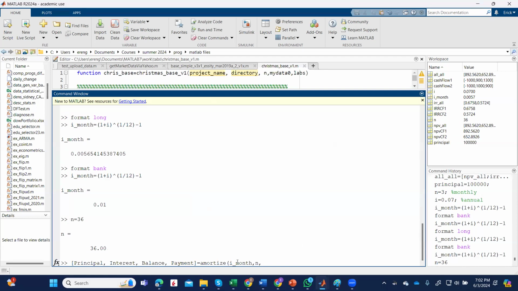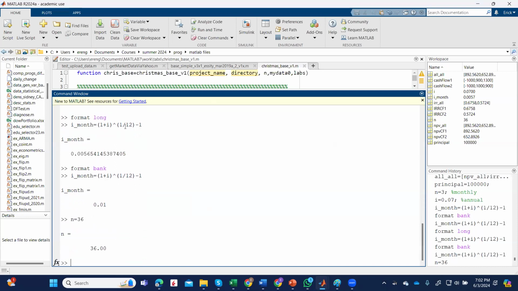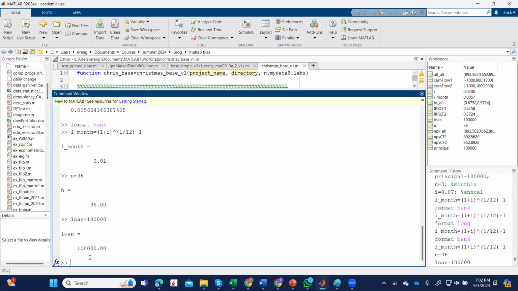So I have my interest rate per month is 0.01. I want this for 36 months. And the amount of my loan is called principal. Yeah, but I have a conflict of names here. Let me call my principal loan, okay? So guys, I'm changing names just not to confuse with the name I'm gonna be using here.